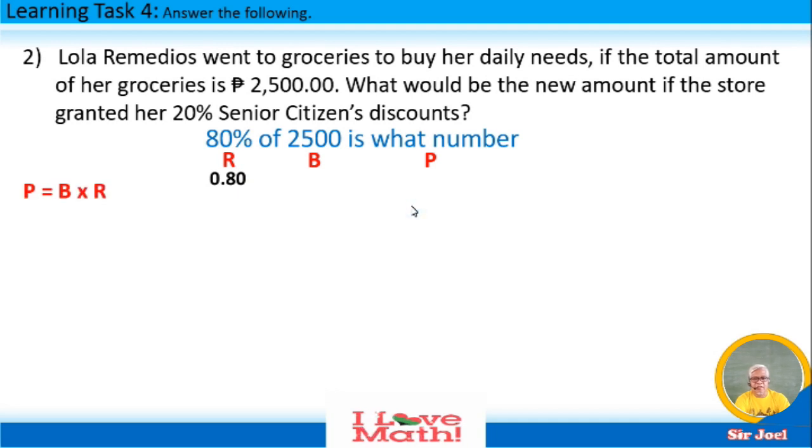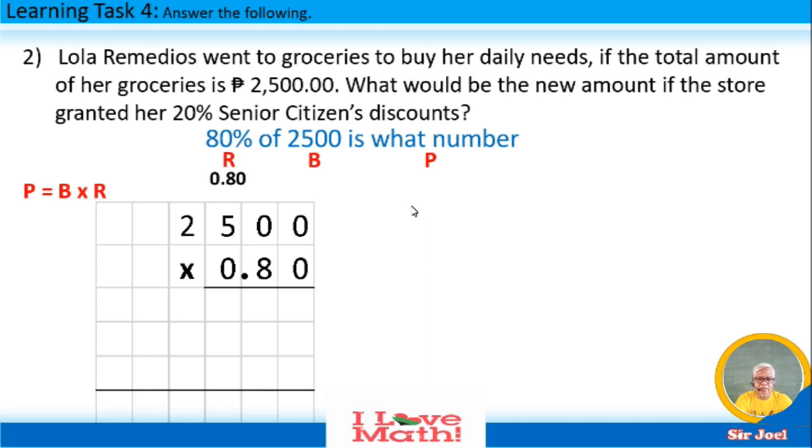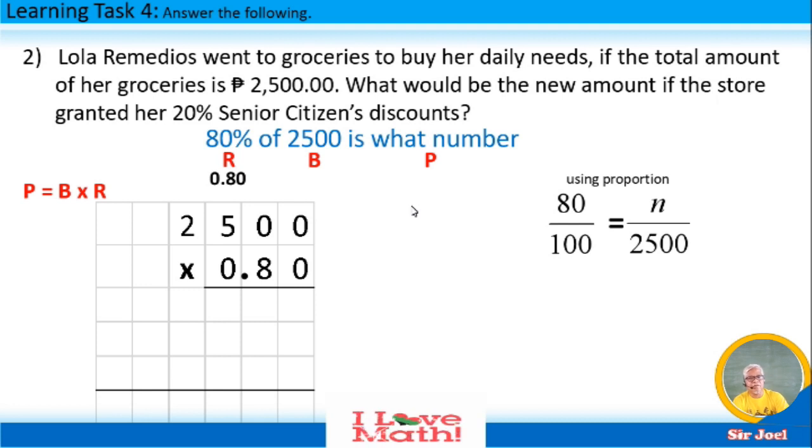So, try nga natin, 2,500 times 0.80. So, ito yung gagawin nyo. Okay? One way ito. Ito yung tinatawag nating decimal form. Yung paano isolve, kayang-kaya nyo naman yan. And then, sa kabilang banda, using proportion, meron tayong 80 over 100. Bakit naging 80 over 100? Kasi nga, 80%, 80 per 100 is equivalent to n over 2,500.